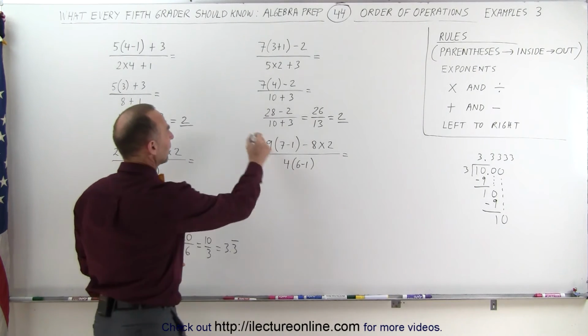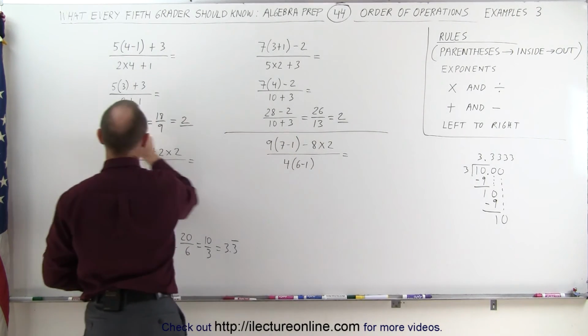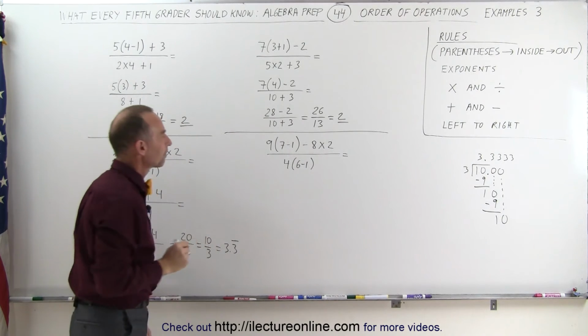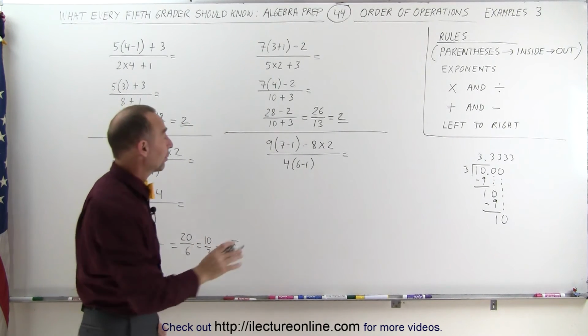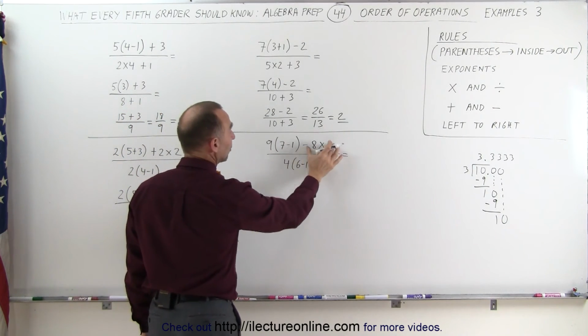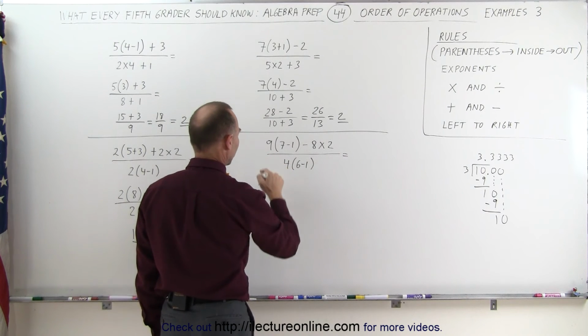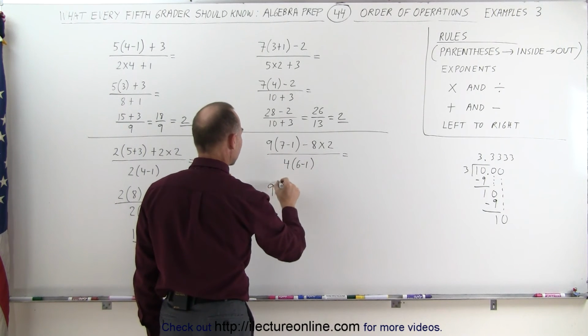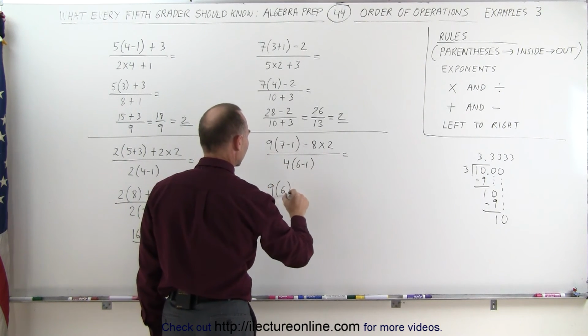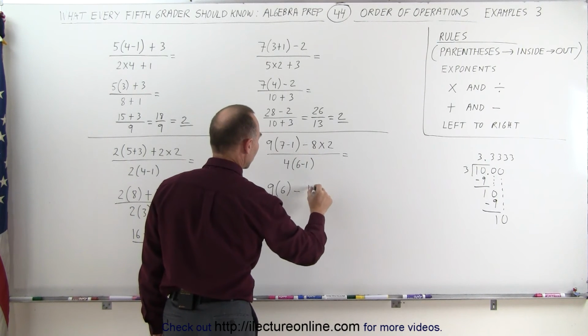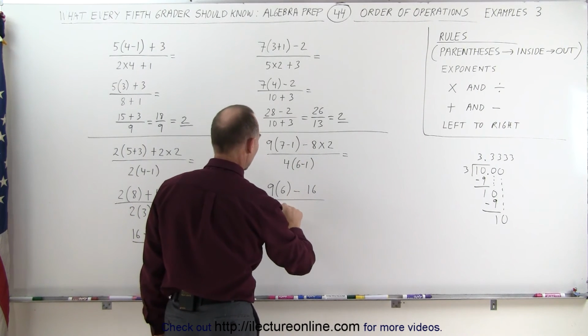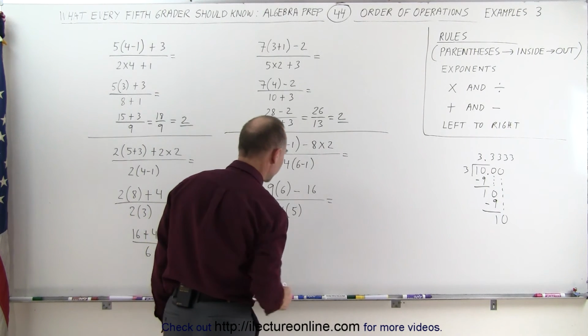Finally, let's look at this one, and let me draw a line in between here so you can see that those are two different problems. Again, we want to work the parentheses first and the multiplication first. So the first thing we do is 9 times 7 minus 1, which is 6, minus 8 times 2, which is 16, divided by 4 times what's inside of parentheses, which is 5.